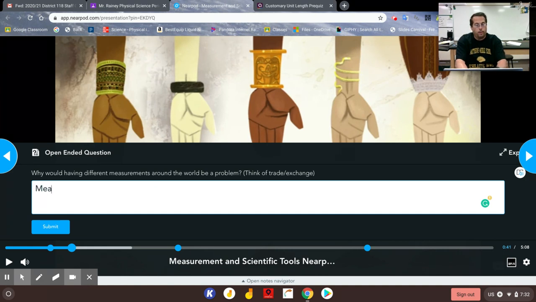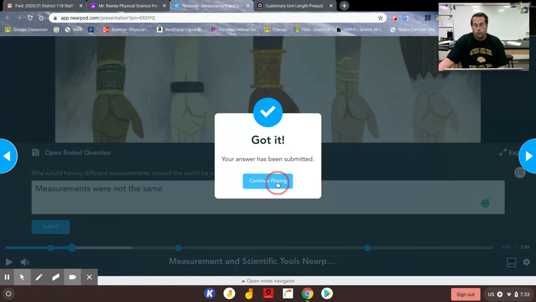The measurements would not be the same. I use the example of in early America, when you bought a horse, you usually bought it by a size of a measurement called a hand. But the problem is, whose hand? If my hand is smaller than the other guy's hand, whose hand do we agree upon? So having a set unit of measurements really allows us to alleviate those problems. Make sure you submit your response.